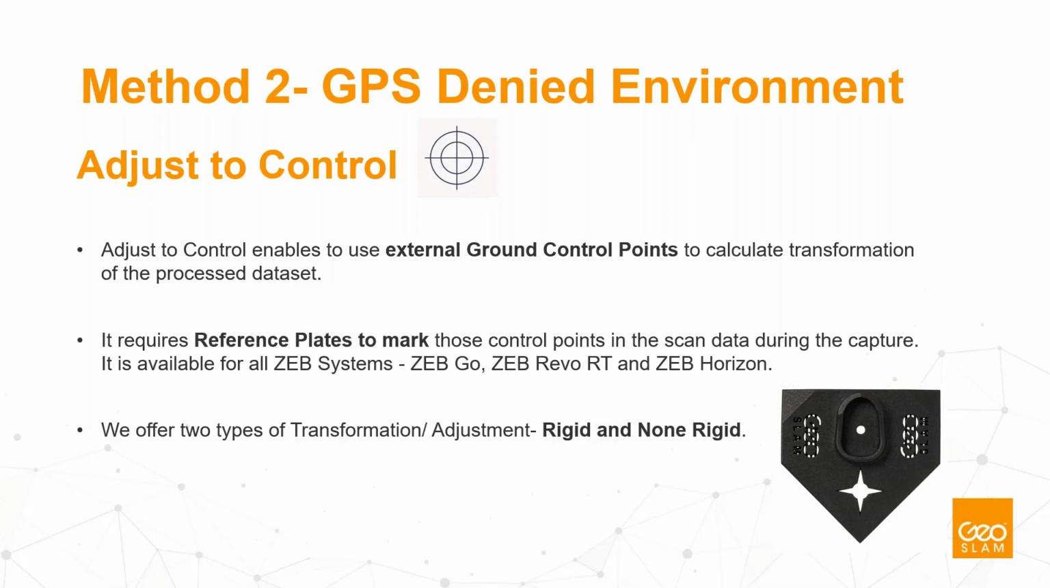We will then deliver a fully georeferenced point cloud using those control points. We do require the reference plate, like you see on the screen there, to be installed underneath the scanner. It can be installed on any of our ZEB units, the ZEB Go, ZEB Revo RT, or the ZEB Horizon. And then we can look at two different types of transformations, which is non-rigid and rigid.